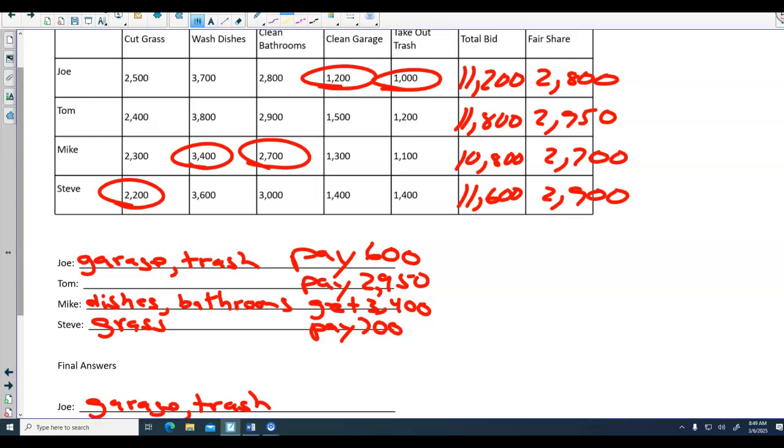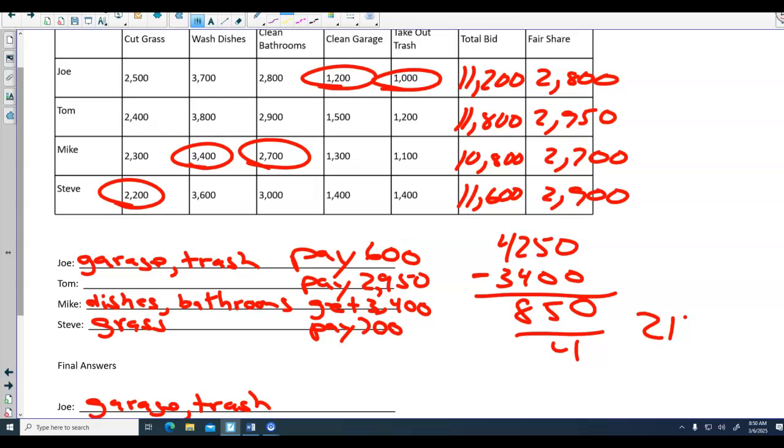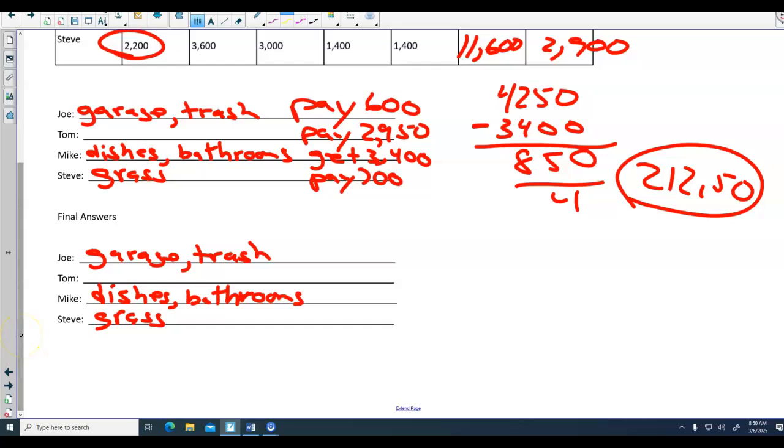Now we add all the pays. 4,250, and I subtract the 3,400 being paid out. And 850 is our answer. We divide that by 4. Everyone's getting $212.50. Now, you won't have to round on the test, but you will get change. You do need to account for the change.